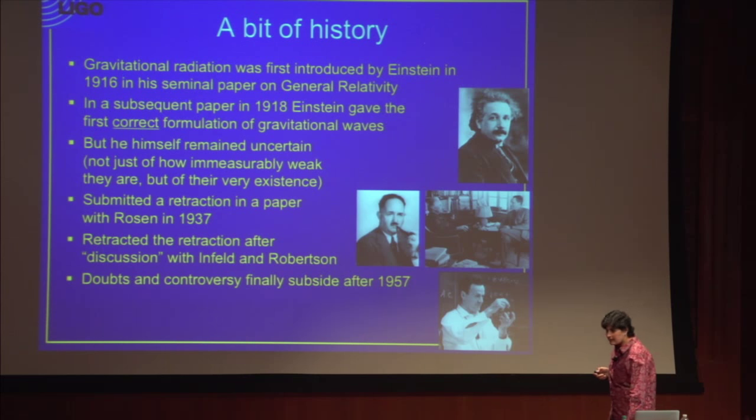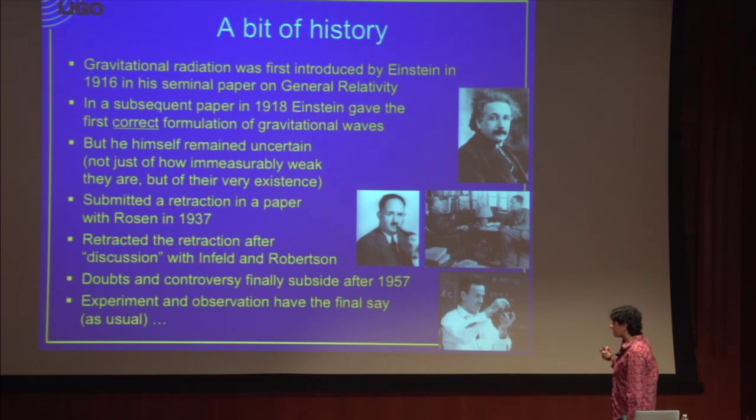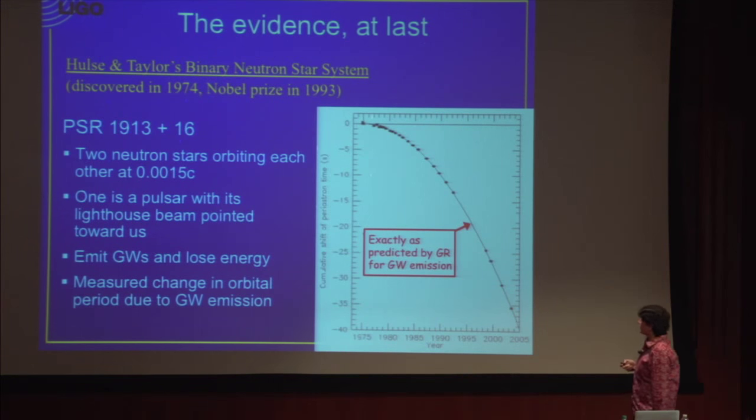But as an experimentalist, I can say this with great certainty, that experiment and observation have the final say, as usual. And that first came to us in one of the finest discoveries of the 20th century. I'm sort of embarrassed to put this up here with Joe in the room, but this was the discovery of a binary neutron star system where one of the two neutron stars was a pulsar, and this was discovered by Joe Taylor and Russell Hulse in 1974.